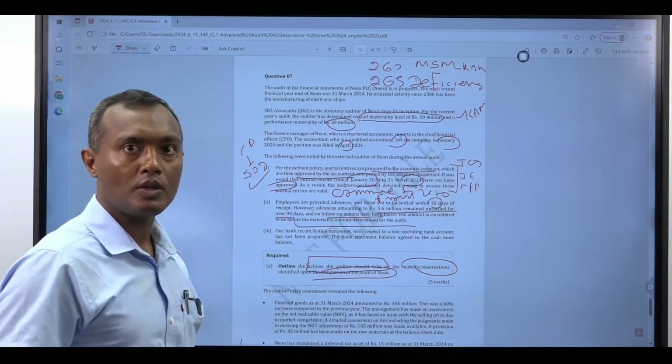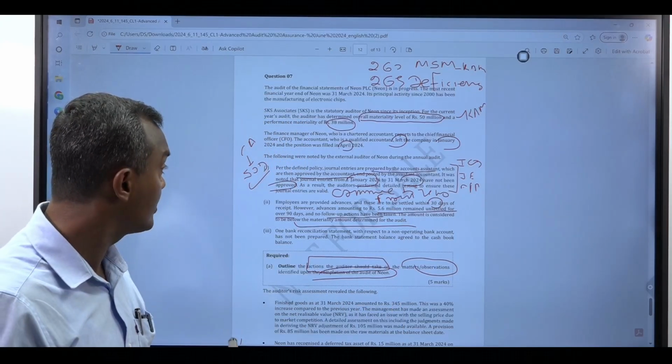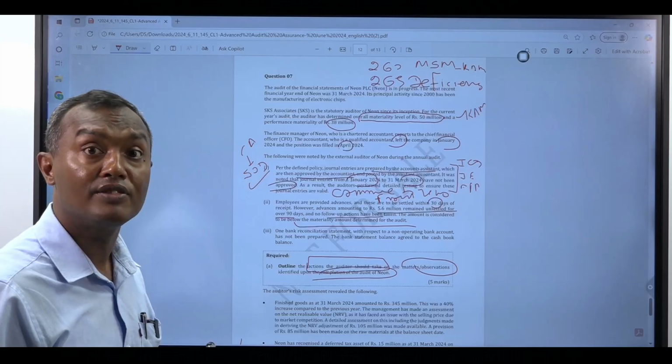No. Advances not settled by employees is a serious issue.